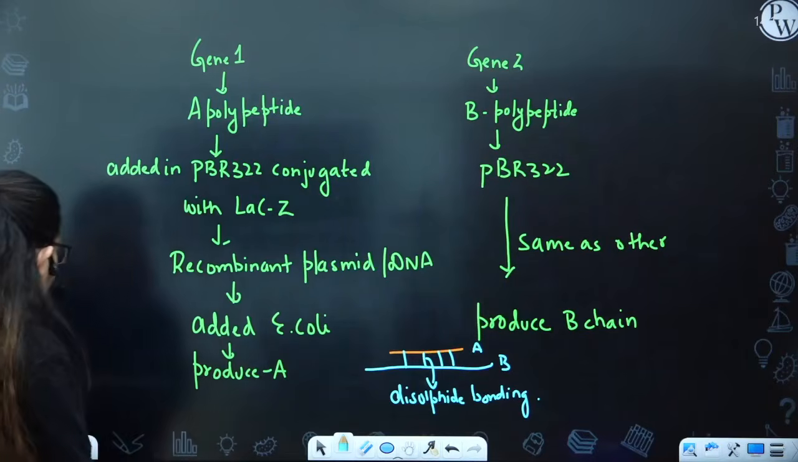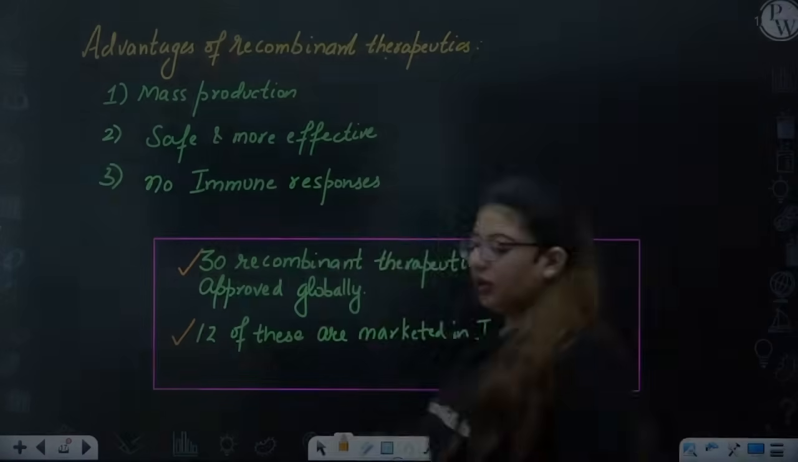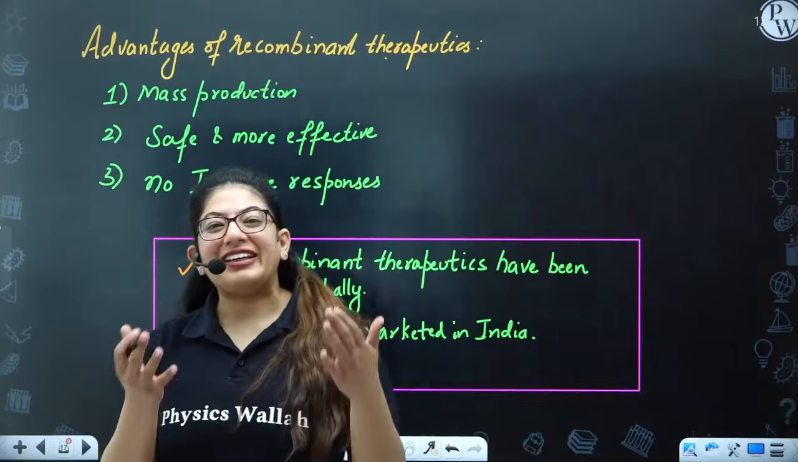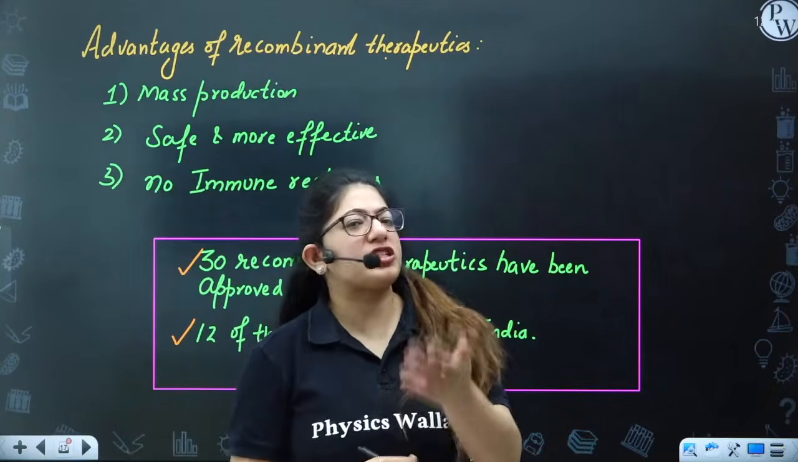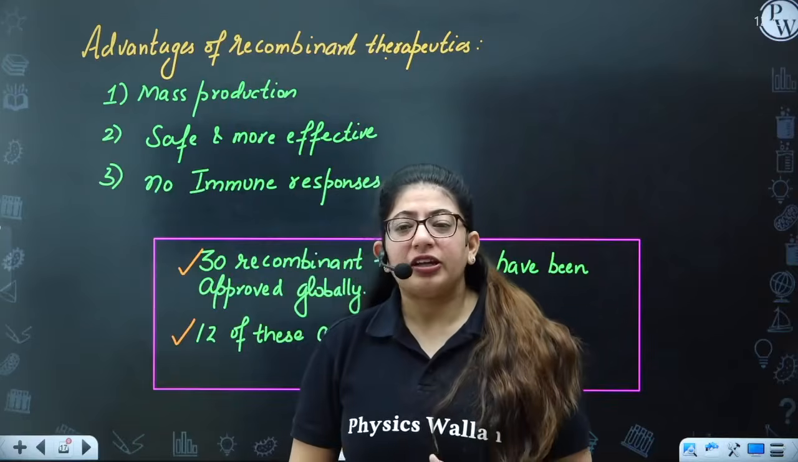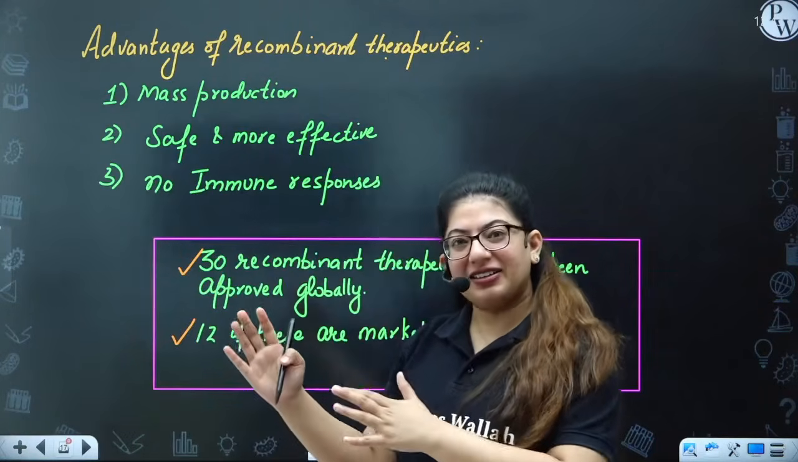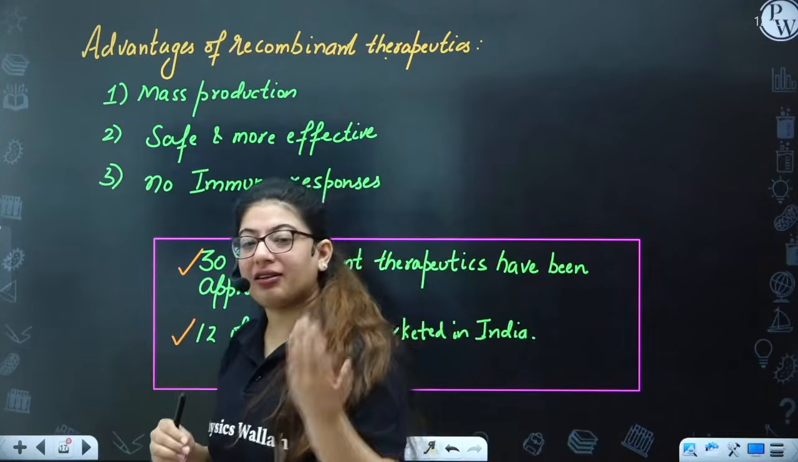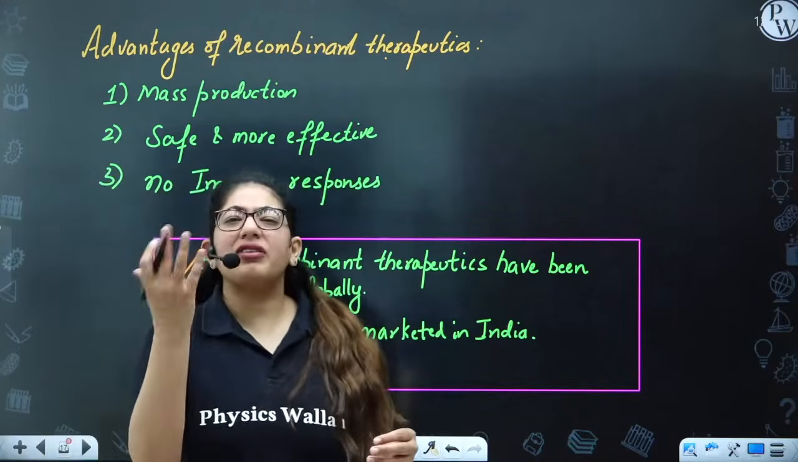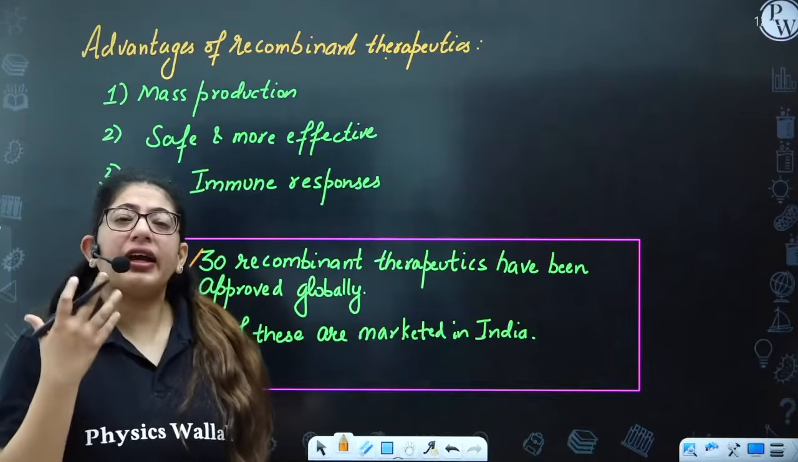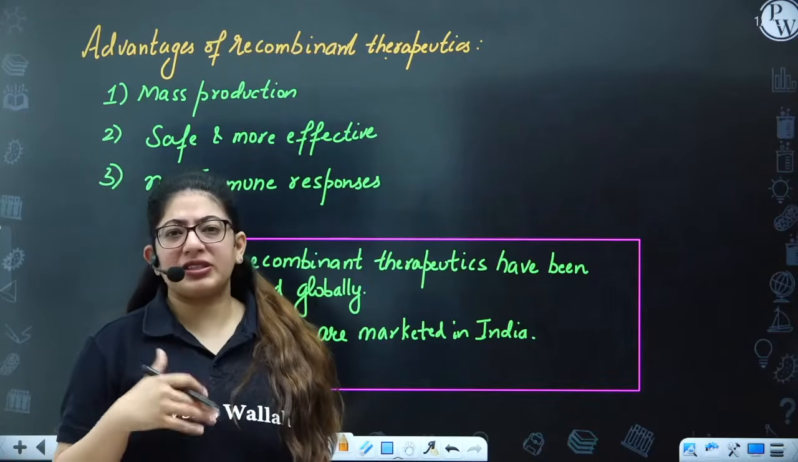Let's talk more about the other things. So this was how Eli Lilly formed its first insulin, which is basically a therapeutic. Now, what are the other therapeutics that are there in the market apart from insulin? Or why are we making these first of all? What are the advantages of making these therapeutics like this?